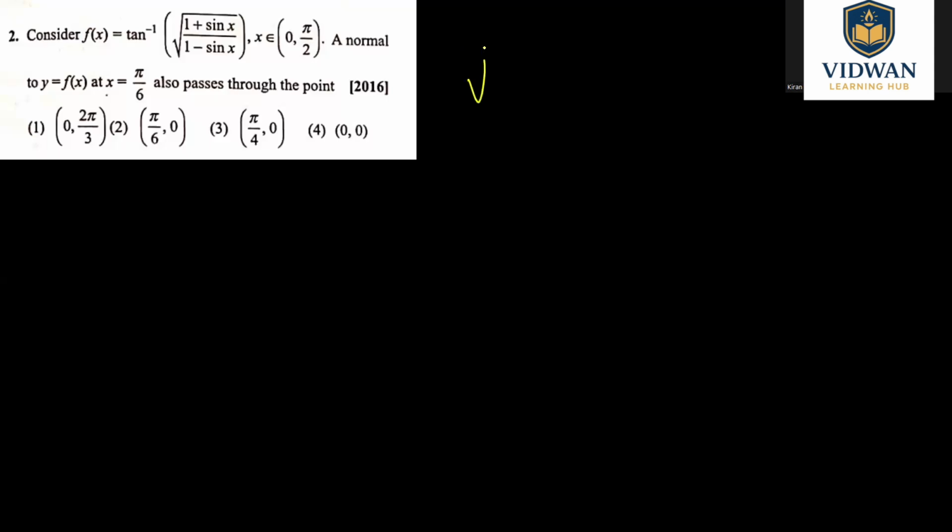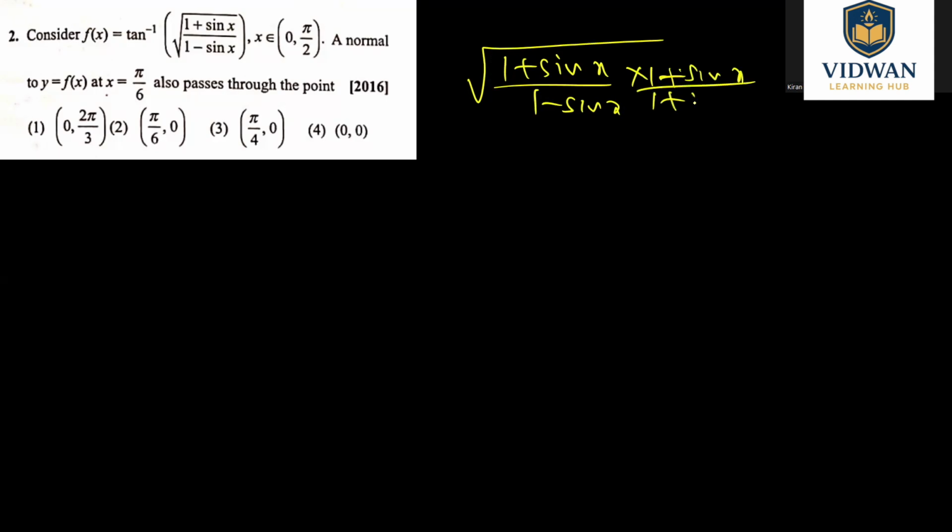Multiply by 1 plus sin x. We have to first rationalize this part. So you have to multiply and divide with 1 plus sin x in the numerator and denominator. Multiply with 1 plus sin x, 1 plus sin x in the denominator also. Then in the numerator, you have two factors, same, and the root is there, so it will become 1 plus sin x. In the denominator, you will get 1 minus sin square x, which is cos square x.